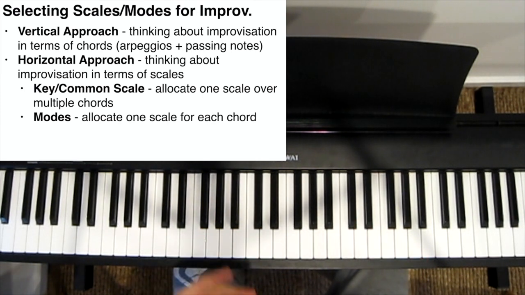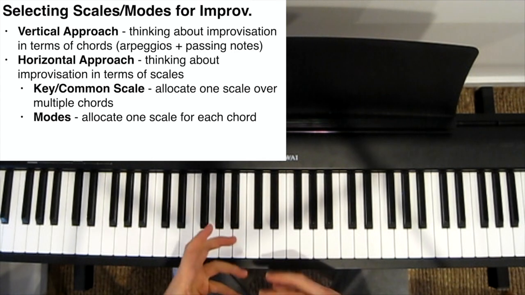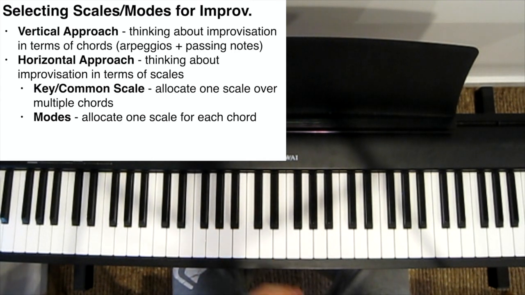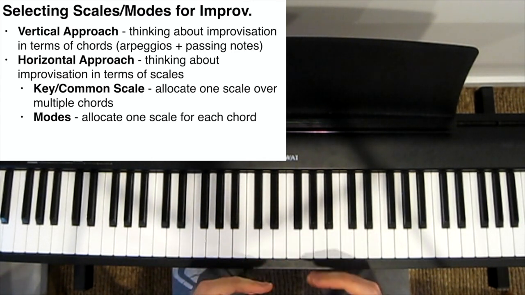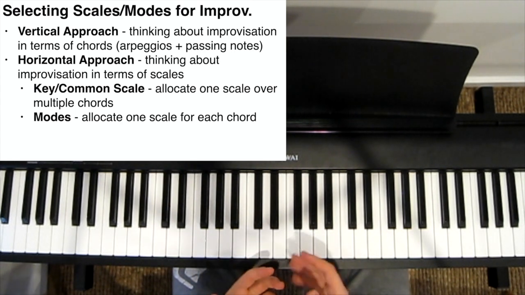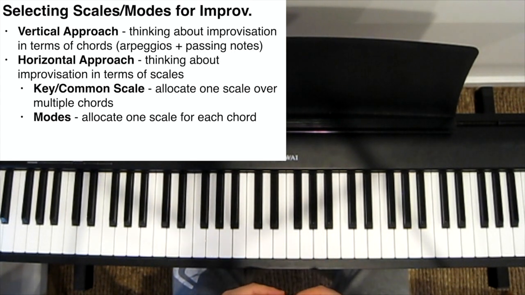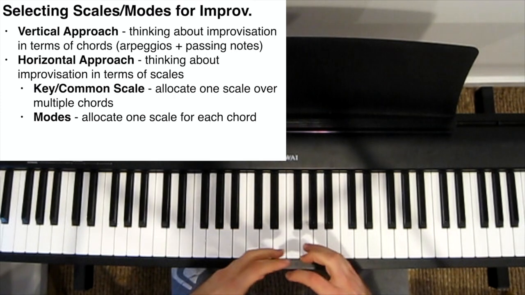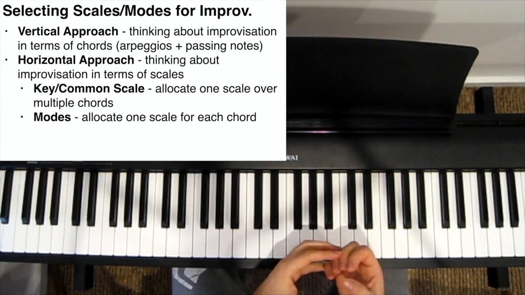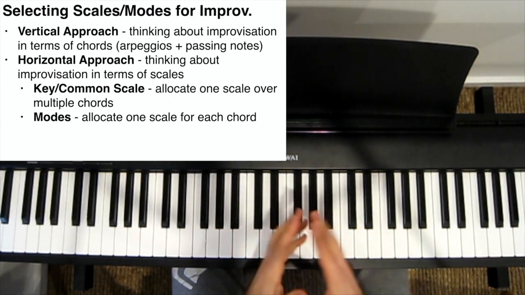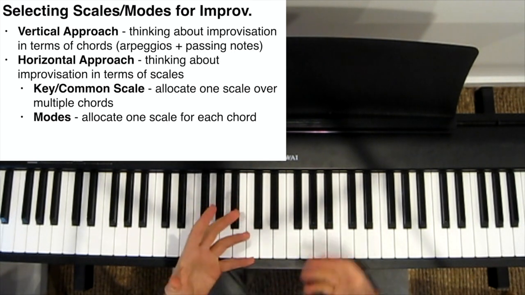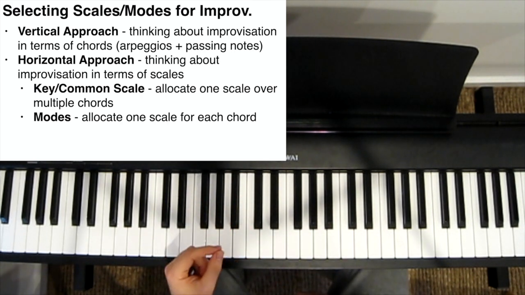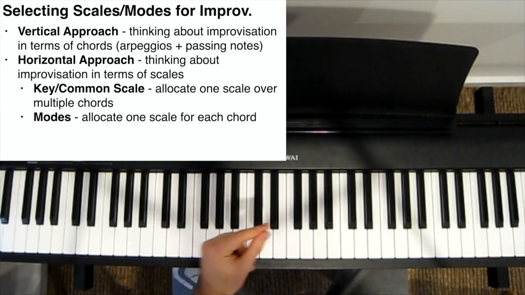So jazz musicians generally talk about two different approaches to improvisation. The horizontal approach, where you think in terms of scales, and the vertical approach, where you think in terms of chords. And when improvising horizontally, you can either think in terms of a key or a common scale, where you allocate one scale to multiple chords, or in terms of modes, where you allocate one scale per chord.